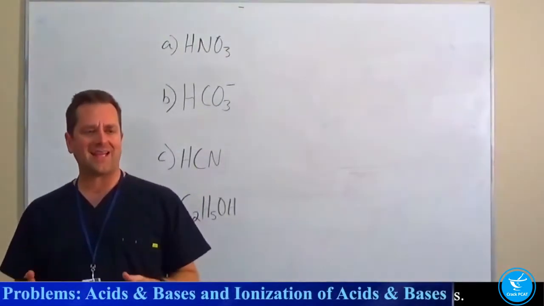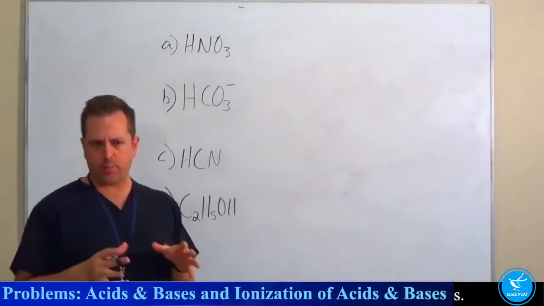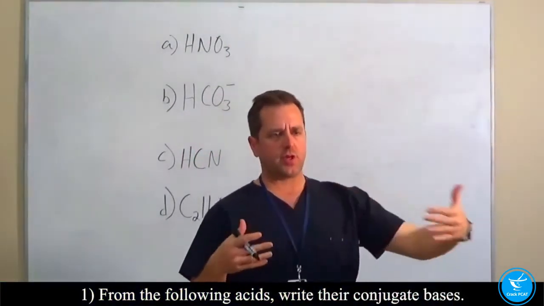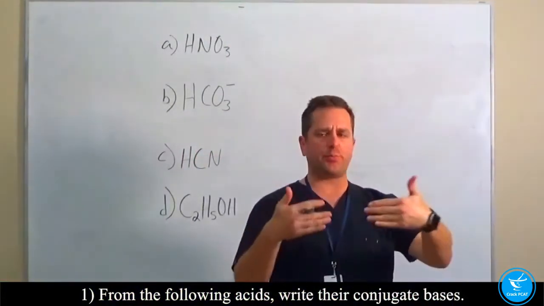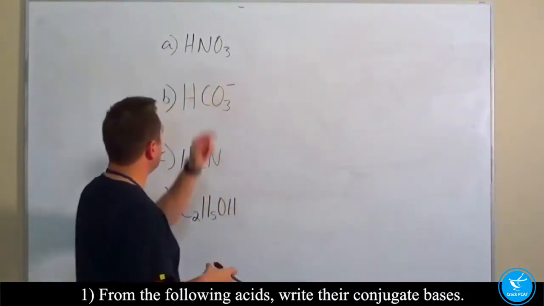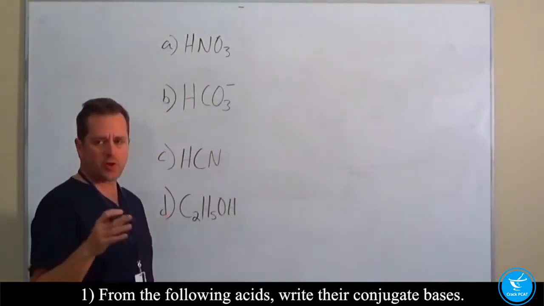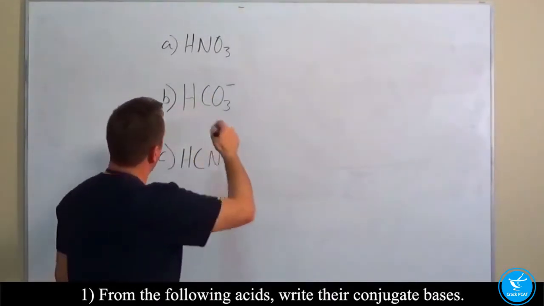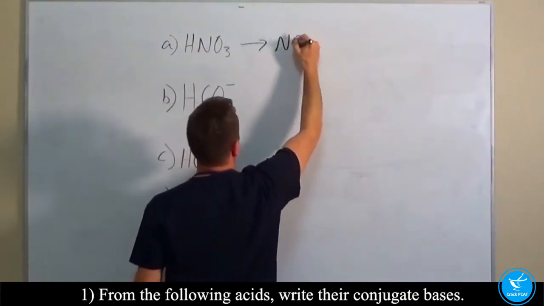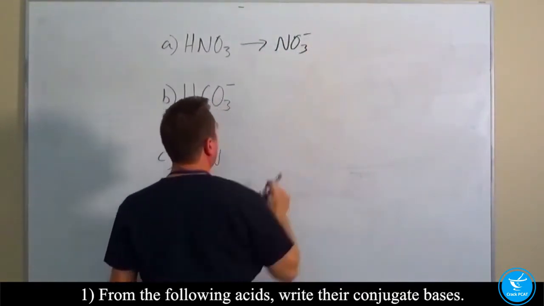From the following acids, write the conjugate base. So anytime you're given an acid and you're asked to produce the conjugate base, really all you need to do is deprotonate it. Just remove a hydrogen, okay? So look at problem A here, we have nitric acid. We just want to chop off that hydrogen ion there. So we're left with the conjugate base, which is the nitrate ion.